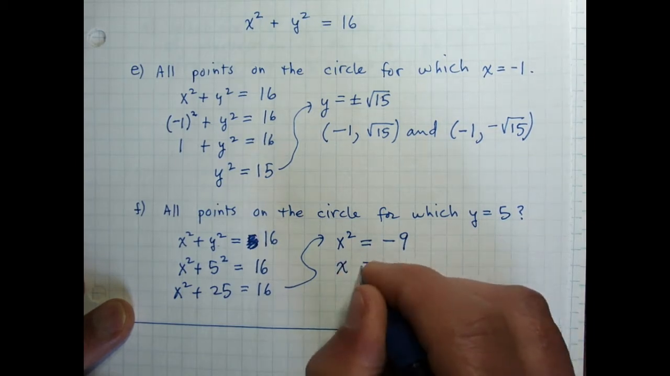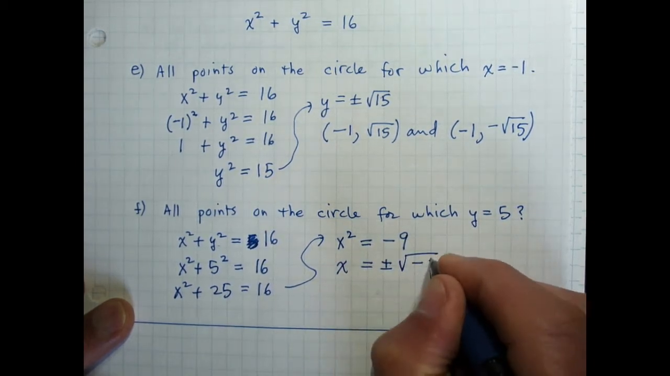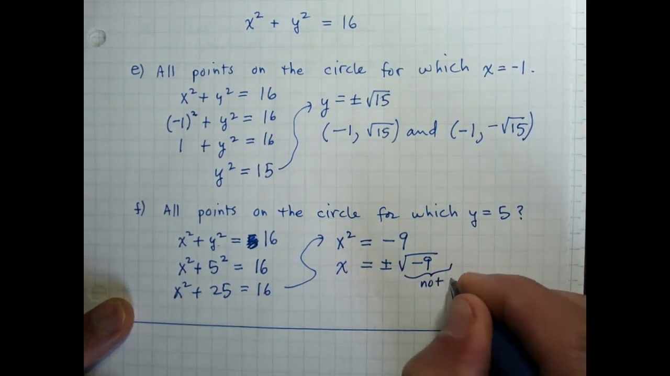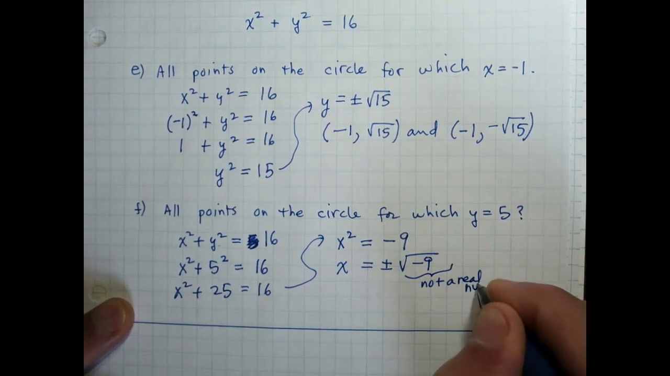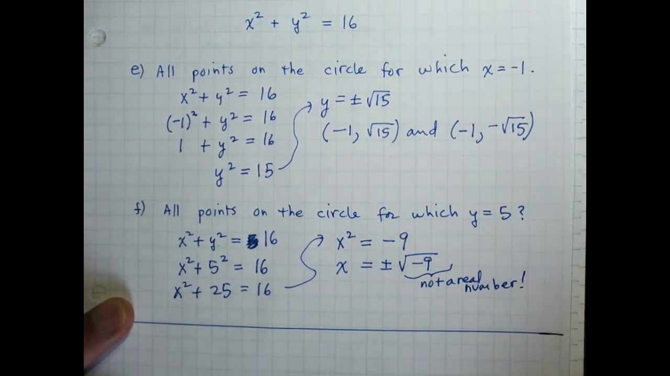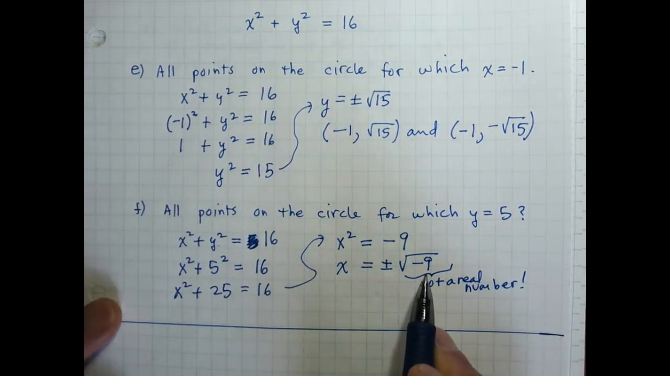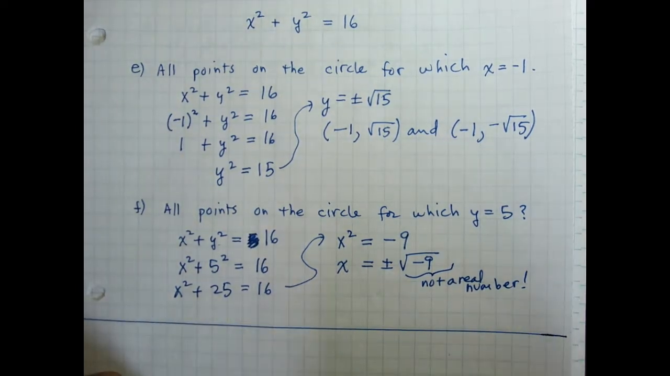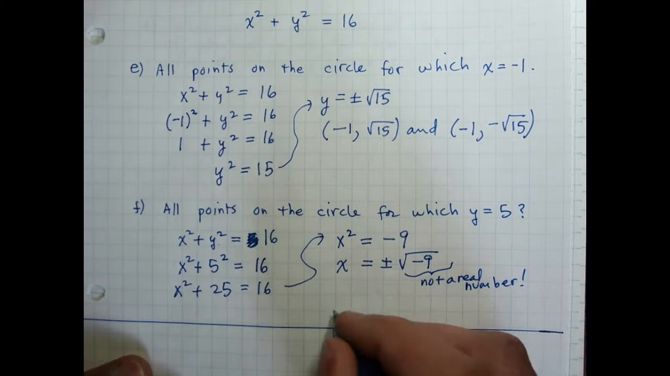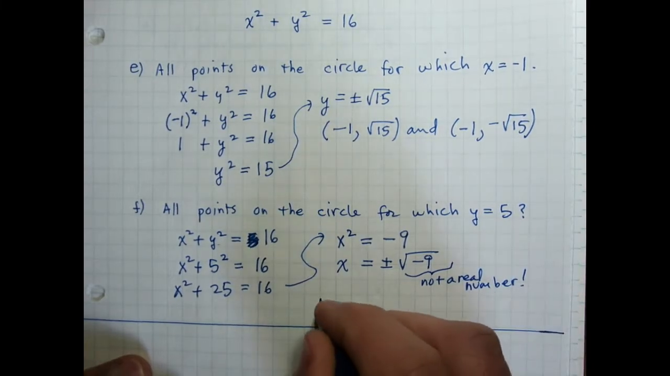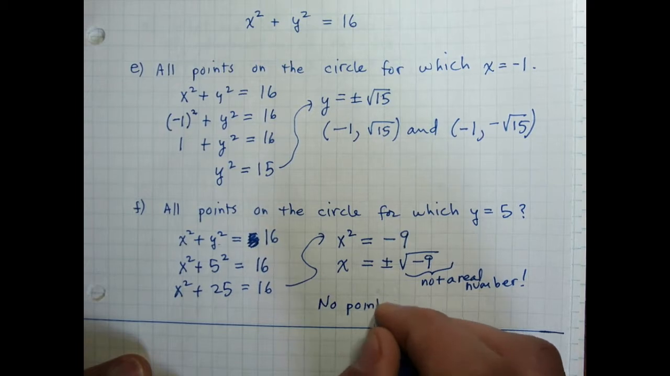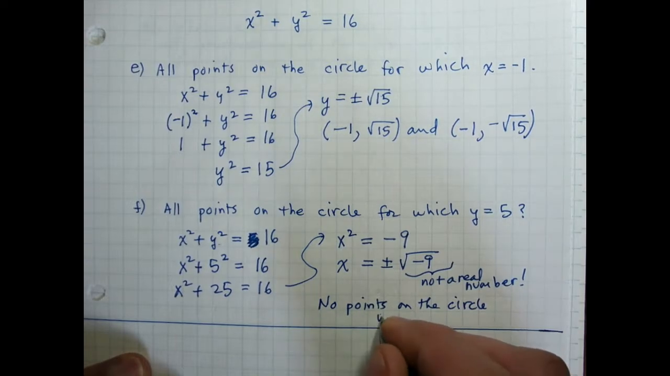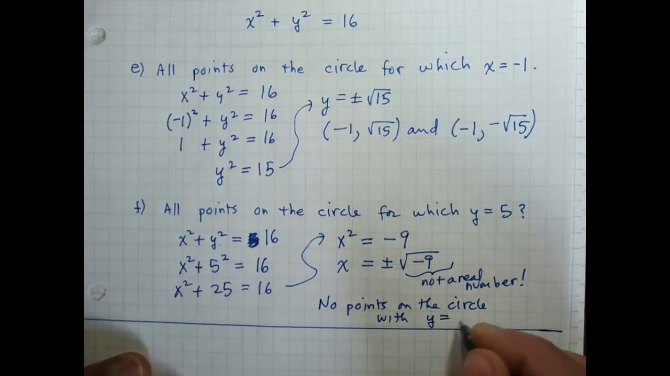-9, or x equals plus or minus radical -9. This is not a real number. We would get an imaginary number trying to take the square root of a negative here. But when we're graphing equations, imaginary numbers never show up on the graph. So there are no points on the circle with y equal 5.